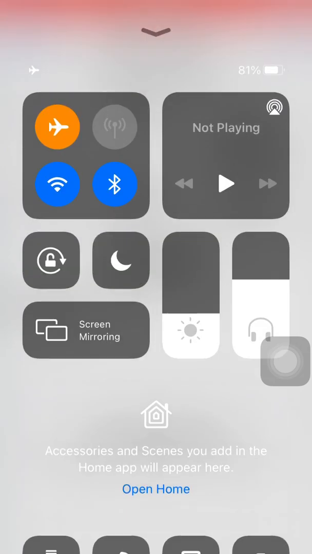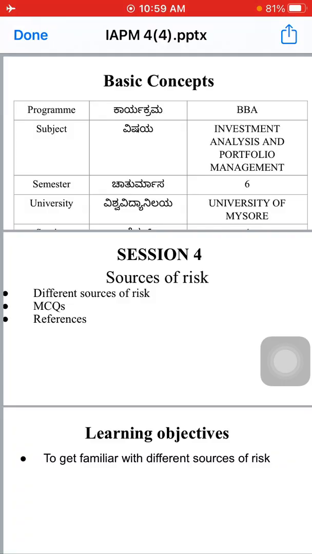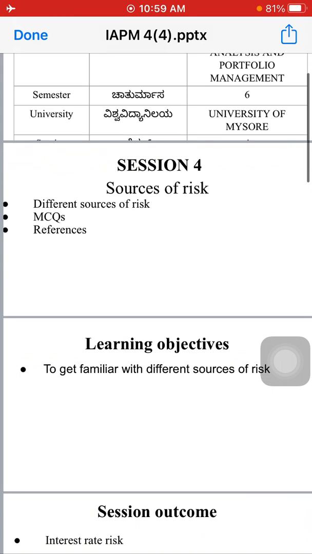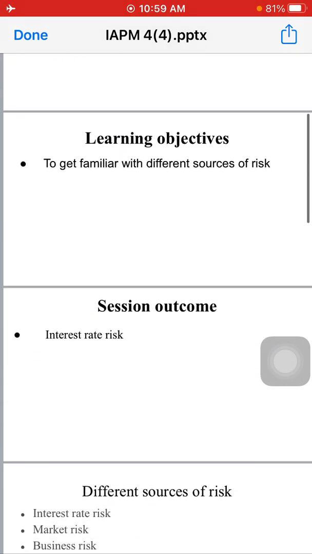In today's session, which is session 4, we are going to see sources of risk. What are the different sources of risk, and at the end of the session, we are going to see MCQs. In the previous sessions, we have seen what is risk, what is investment risk, what are the different types of risk, and the difference between those risks, which is systematic and unsystematic risk.